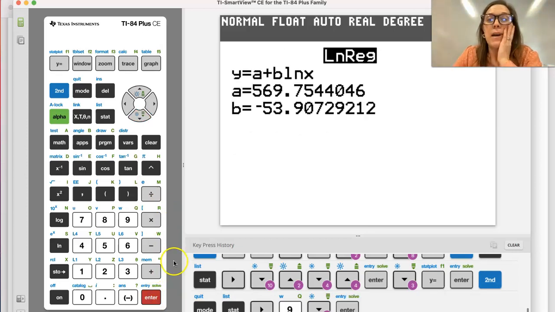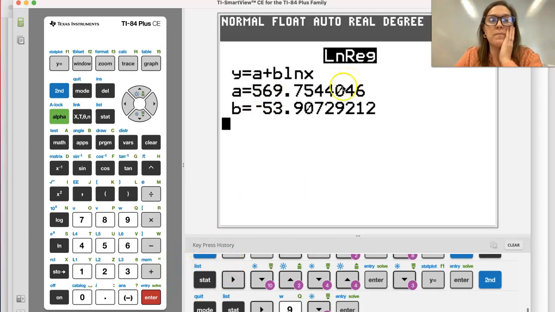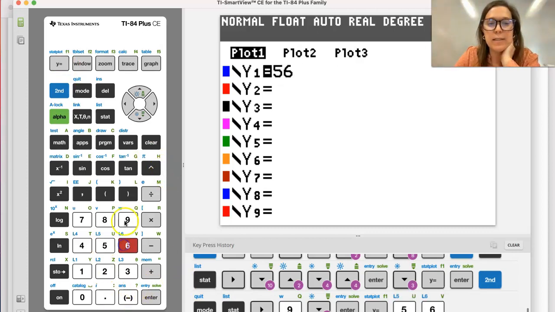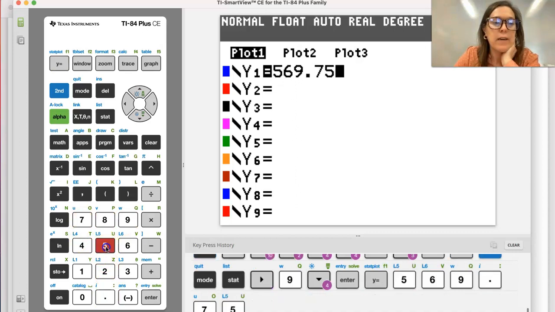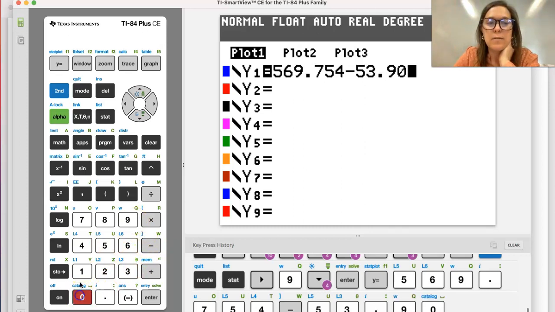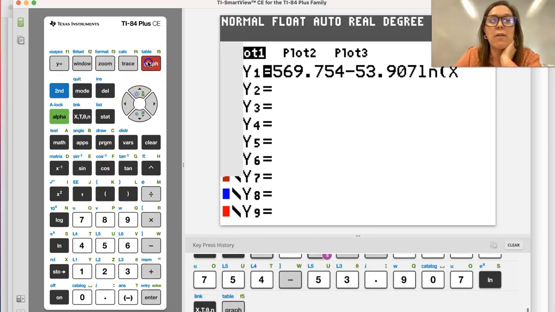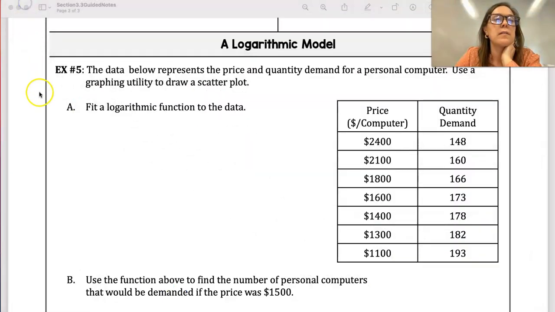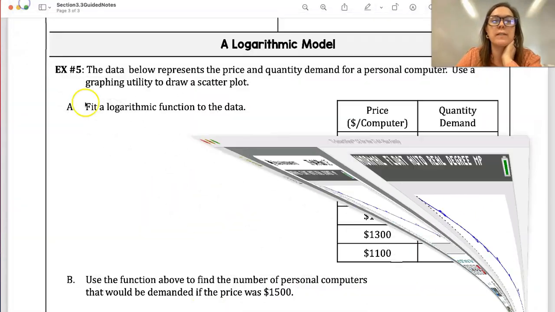Okay, so there is my natural log regression equation. If I wanted to graph that, I could type it in. There was a way to get it in there, but I don't remember how. So what was it? It was 569.754 minus 53.907 natural log of x. Now when I go back to that graph, you can see the curve fitting your data. What your calculator does is it comes up with the best logarithmic function that fits your data.